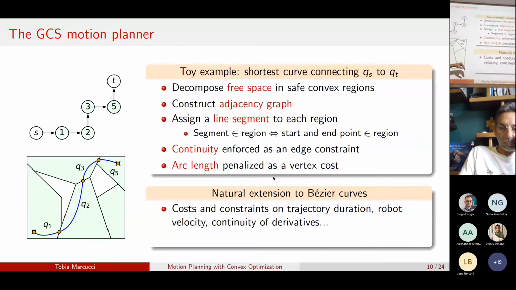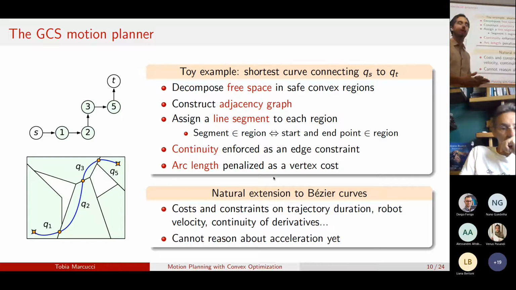This approach naturally generalizes to polynomial curves using Bezier polynomials. We can have a cost and constraints on the duration of the trajectory, the velocity. We can ask the trajectory to be differentiable arbitrarily many times. Currently, we are still struggling with acceleration constraints for some mathematical reasons, but to give you an idea, this framework is pretty general and we can design pretty interesting trajectories using it.